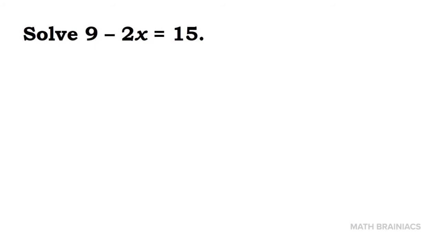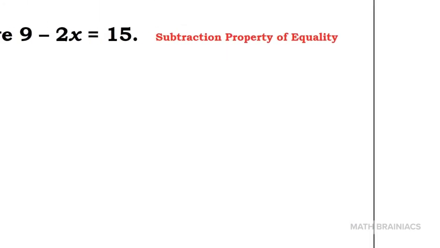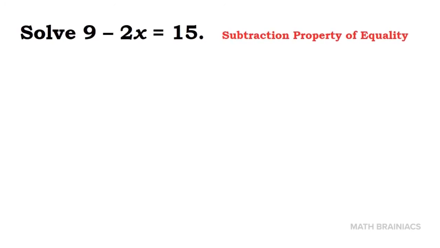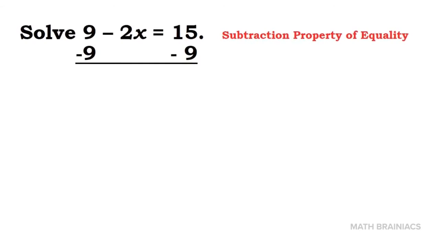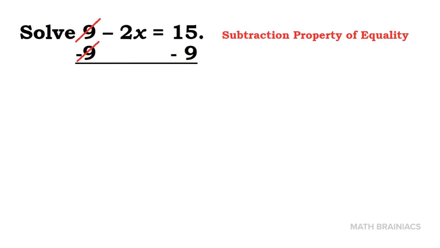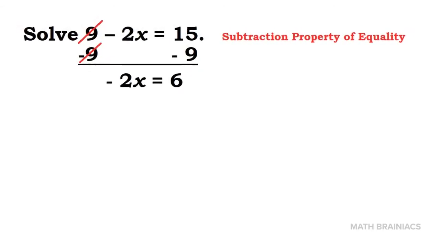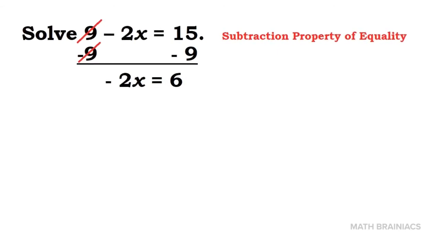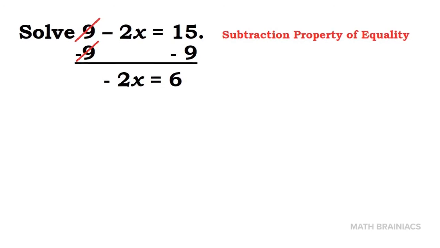Let us work on another example so that you can hit it off. Solve 9 minus 2x is equal to 15. What property are we going to use to solve for x? We can use the subtraction property of equality first. We are going to subtract 9 on both sides of the equation. And we can cancel out the 9 on the left side. Accordingly, we can come up with the equation 15 minus 9 is equal to 6. Therefore, negative 2x is equal to 6.